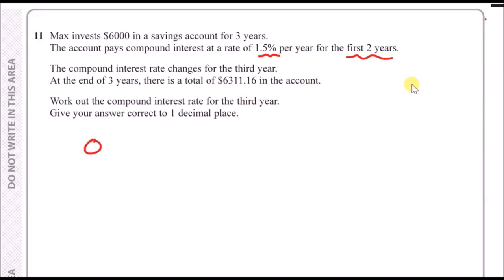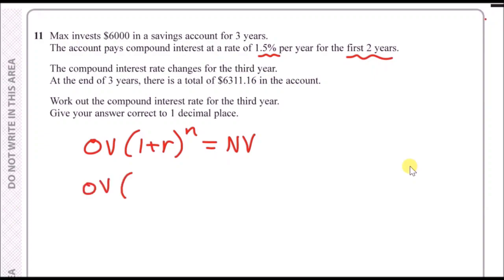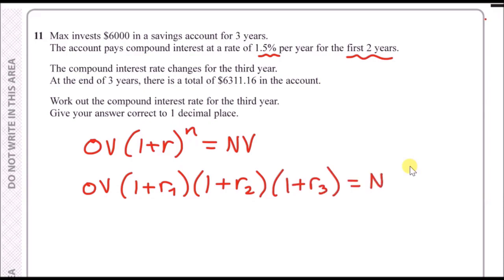We say that the original value, which is multiplied by some multiplier, 1 plus a rate, for some number of years, should equal the new value. Now, the difference in this equation is the fact that we have different interest rates for different years, especially the third year. So we can now modify this equation as this. So this is now the original value times 1 plus the first year's rate, so let's call this R1, times the second year's rate, R2, times the third year's rate, R3, and it's now going to equal a new value.